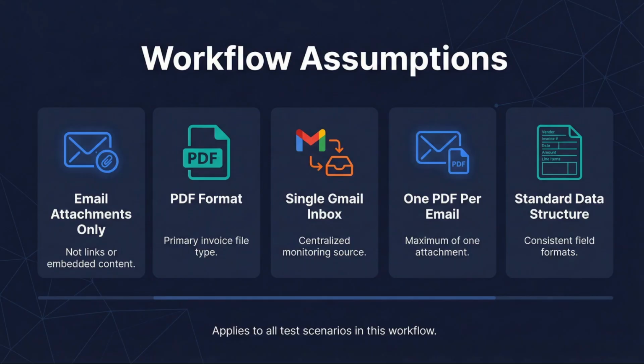Let us go through some of the assumptions we have made for building out this workflow. So, first is that the invoices are shared as email attachments, they are not in links or as embedded content. PDFs are the primary invoice format, so we will be processing PDFs only. We are assuming that invoices are coming as PDFs. The invoice emails will arrive in a single Gmail inbox that we will monitor. Each email contains at most one invoice PDF attachment. Invoice data follows standard formats and has vendor name, invoice number, these things. So these assumptions basically apply to all the scenarios that we will test out in this workflow.